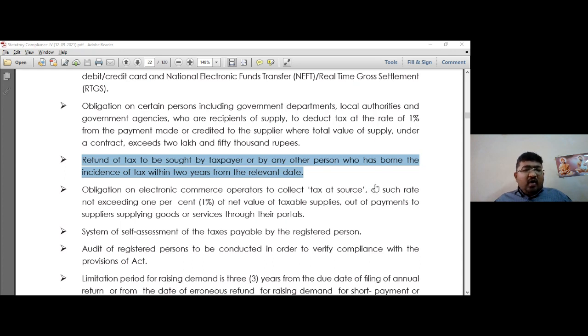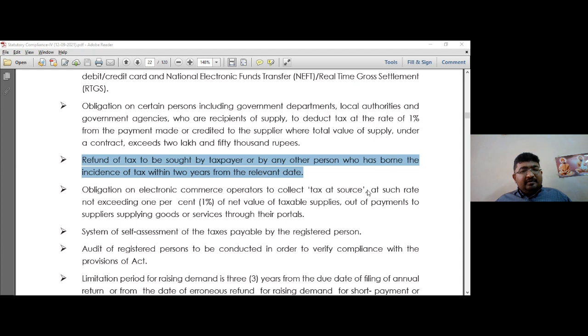See, whatever amount you have collected in the form of tax needs to be remitted to the government account. Even for exempted goods, if you have collected tax without knowing the provision, you need to make the payment to the government account. Clarity is there?